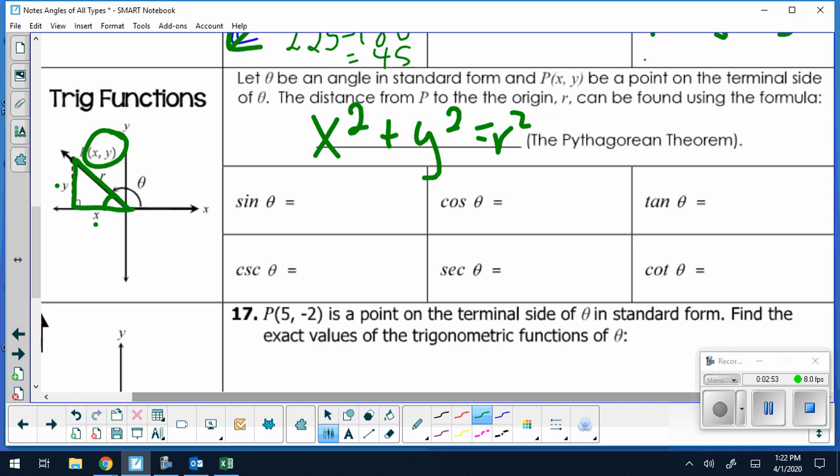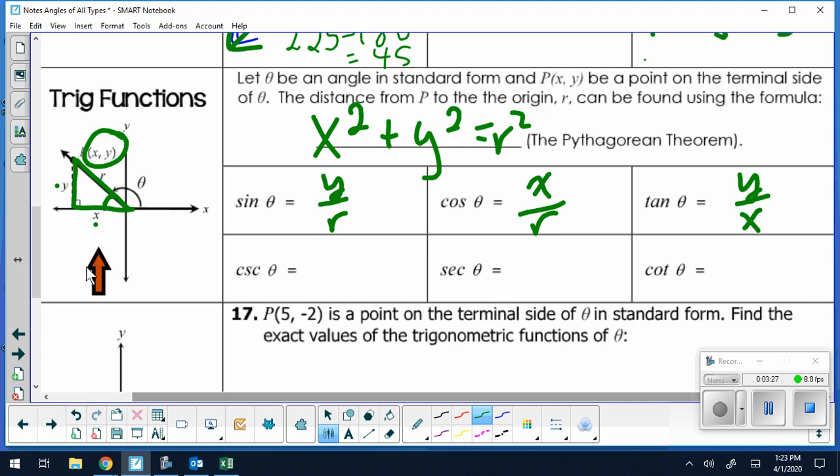Here's what we want to be able to do. Sine of theta. Instead of using theta, I'm going to use the reference angle here. So sine is opposite over hypotenuse, y over r. Cosine is adjacent over hypotenuse, x over r. Tangent is opposite over adjacent, y over x.